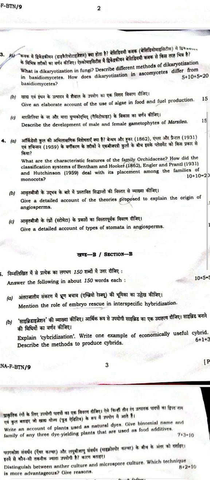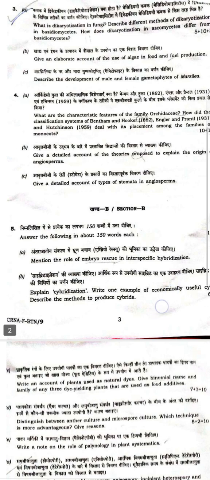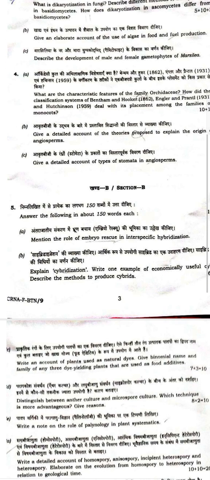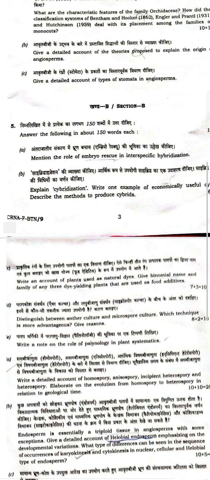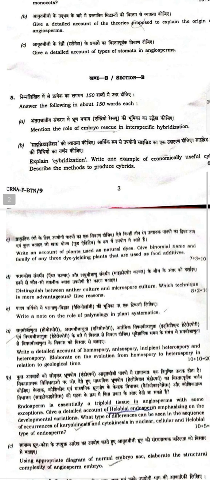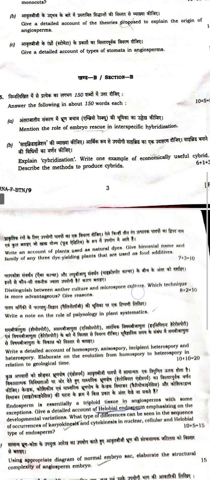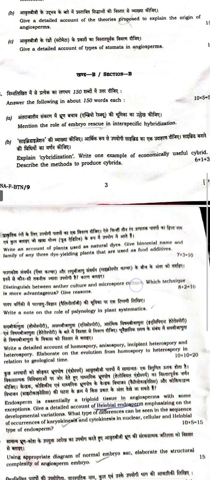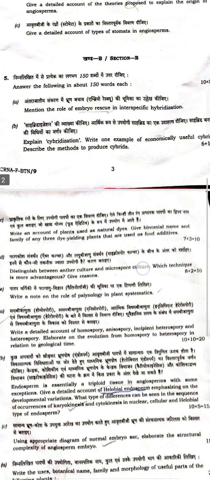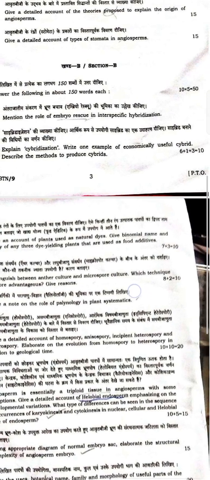Give a detailed account of types of stomata in angiosperms. In section B, question number 5, answer the following in about 150 words each. Mention the role of embryo rescue in interspecific hybridization. B. Explain hybridization. Write one example of an economically useful hybrid. Describe the method to produce hybrids. It's for 10 marks.